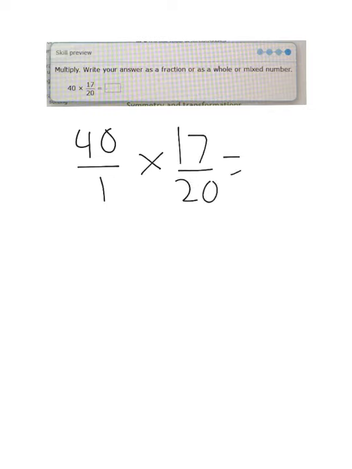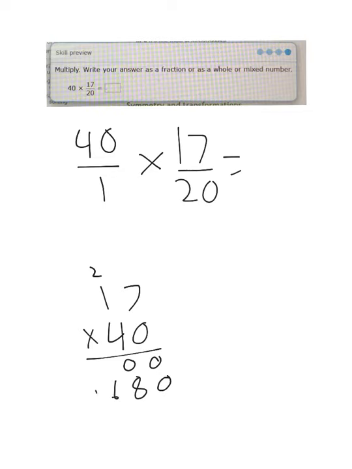And last example. Again, the numbers are too big for me to want to draw it out, so I'm just going to do the straight across multiplication. Multiply. Write your answer as a fraction or as a whole or mixed number. So I'm going to write 40 over 1, 40 whole, times 17 over 20 equals... 40 times 17 I can't do in my head. I'm going to go like this: 0 times those is 0, 0 down. 4 times 7 is 28, 8 down, 2 up. 1 times 4 is 4, plus 2 is 6. Add it together, obviously 680. 680, and 1 times 20 is 20.